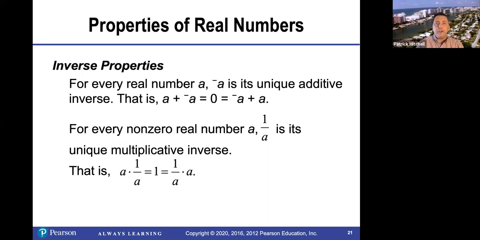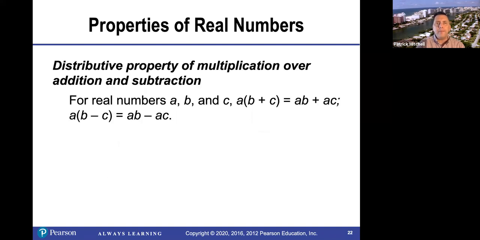And you have inverse properties within real numbers. For every real number A, the number opposite A is its unique additive inverse. When you add those two numbers together, you get 0. And then for every non-zero real number A, 1 over A is its unique multiplicative inverse. So it still only works for all numbers except 0. 0 never has a multiplicative inverse.